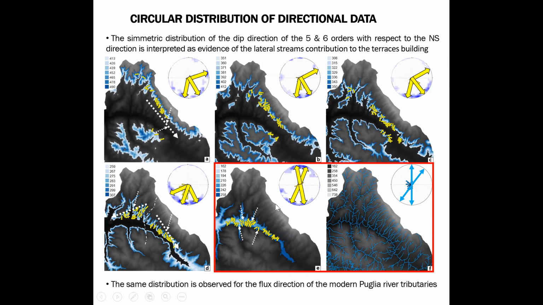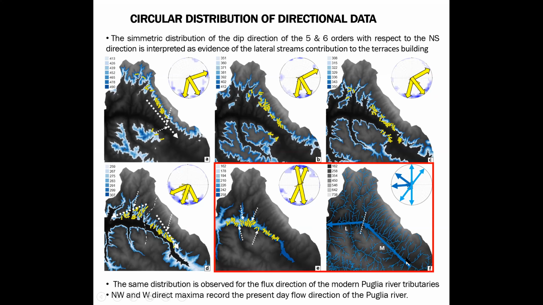Dip direction of terraces 5 and 6 together is interpreted as related to the lateral stream contribution to the terrace building, because they are very similar to the distribution of the flow direction of the present-day tributaries of the Puglia River. Northwest and west-directed maxima in the last rose diagram record the present-day flow direction of the medium and the lower course of the Puglia River.